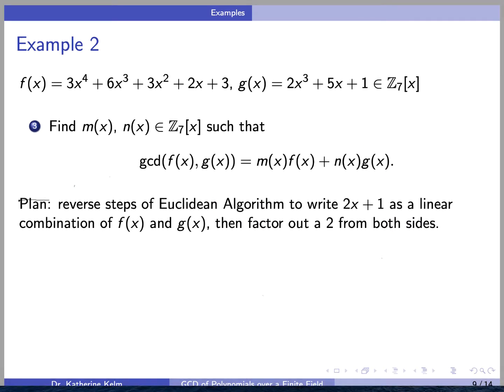For the last part of this example, we want to find polynomials m of x and n of x with coefficients in Z7 such that the GCD of f of x and g of x is equal to this linear combination of f of x and g of x, m of x times f of x plus n of x times g of x. One convenient plan is to reverse the steps of the Euclidean algorithm to write 2x plus 1 as a linear combination of f of x and g of x, and then factor out a 2 from both sides, which will leave us with the actual GCD as a linear combination of f of x and g of x.